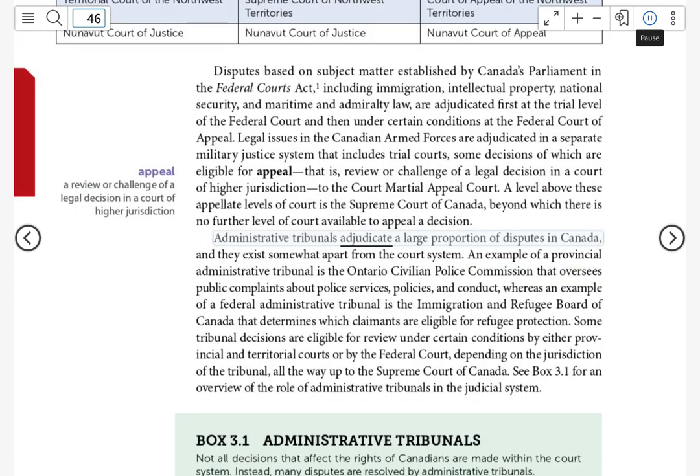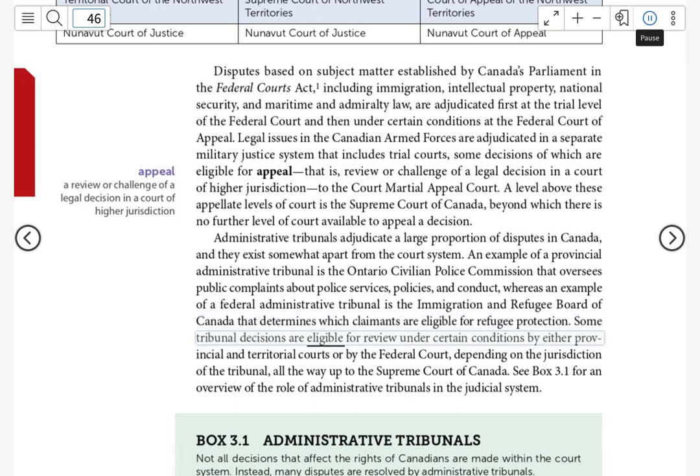Administrative tribunals adjudicate a large proportion of disputes in Canada, and they exist somewhat apart from the court system. An example of a provincial administrative tribunal is the Ontario Civilian Police Commission that oversees public complaints about police services, policies, and conduct, whereas an example of a federal administrative tribunal is the Immigration and Refugee Board of Canada that determines which claimants are eligible for refugee protection.